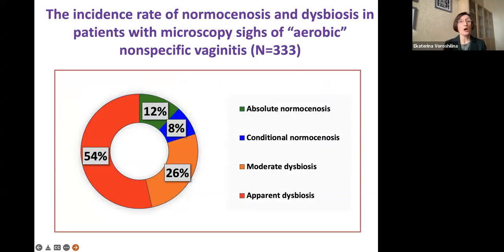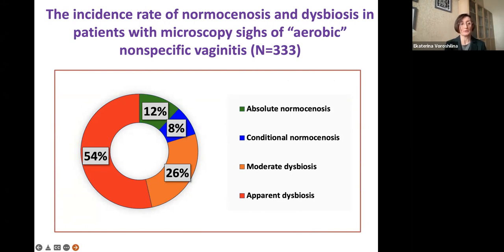So, in our group of patients, normocenosis was detected by real-time PCR in 20% of all cases. But in 8% of these cases, the quantity of genital mycoplasmas or Candida species was more than 10^4 genome equivalents per milliliter. And we call this condition conditional normocenosis. Different variants of dysbiosis were detected in 80% of patients with aerobic vaginitis.